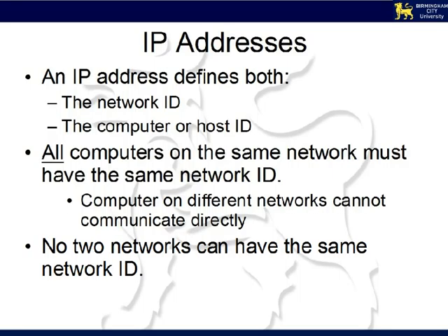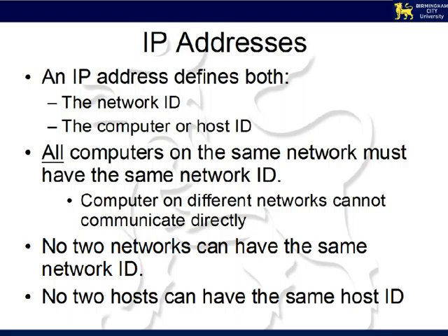No two networks can have the same network ID. This would be the same as two areas such as London and Birmingham having the same area code. Calls would be incorrectly routed to both areas. So all networks have to have a different network ID. This has to be unique on a global level. And no two hosts on the same network can have the same host address. This would be like two telephones with the same telephone number.